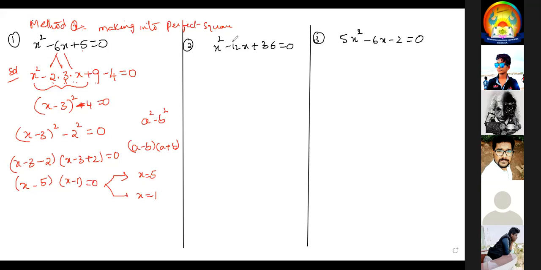And look at question number 2. x square minus 2 into 6 into x. Now 6 square is 36. Fortunately, that number is there. So it can be written as (x minus 6) whole square equal to 0. So x minus 6 equal to 0, x equal to 6. I'm requesting everyone, try to write like this, not a single 6, but 6 comma 6. You should understand.